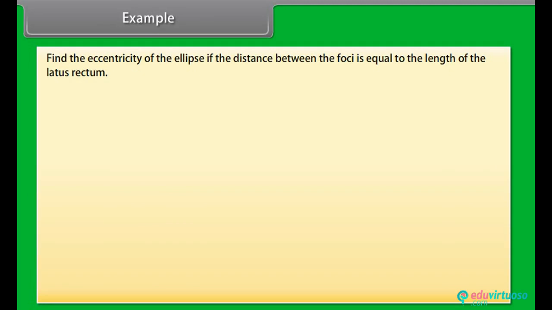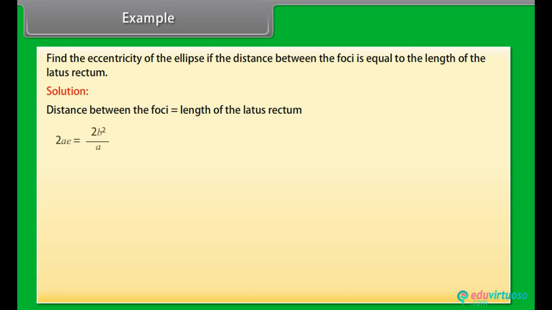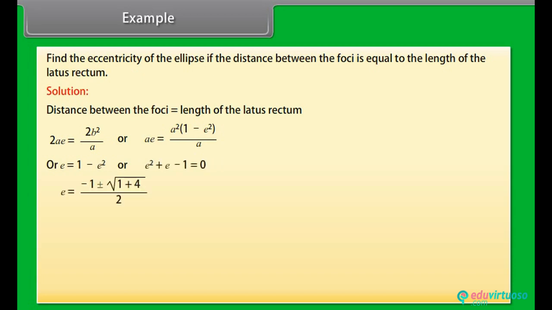Example. Find the eccentricity of the ellipse if the distance between the foci is equal to the length of the latus rectum. Solution. Distance between the foci is equal to length of the latus rectum. 2ae is equal to 2b square upon a, or ae is equal to a square into (1 minus e square) upon a, or e is equal to 1 minus e square, or e square plus e minus 1 is equal to 0. e is equal to (minus 1 plus or minus under root 1 plus 4) upon 2, which is equal to (minus 1 plus or minus under root 5) upon 2.